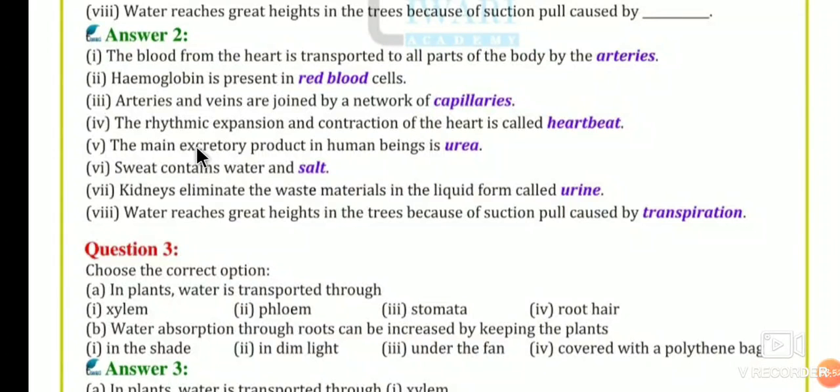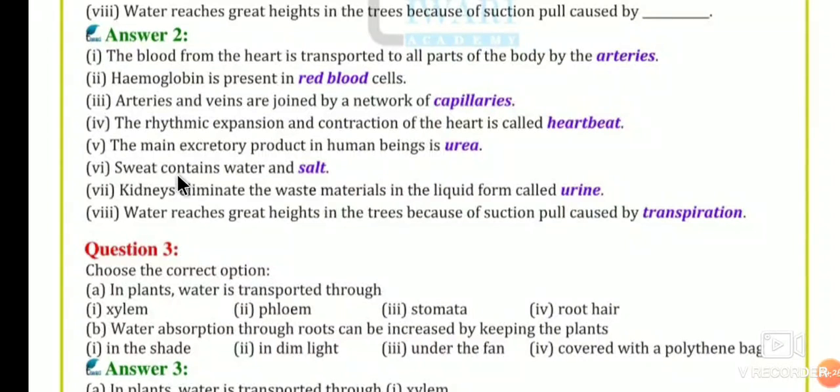The rhythmic expansion and contraction of the heart is called heartbeat. The main excretory product in human beings is urea. Sweat contains water and salt. Generally, sweat contains water and salt content.